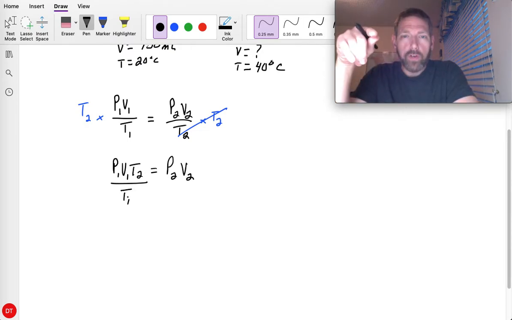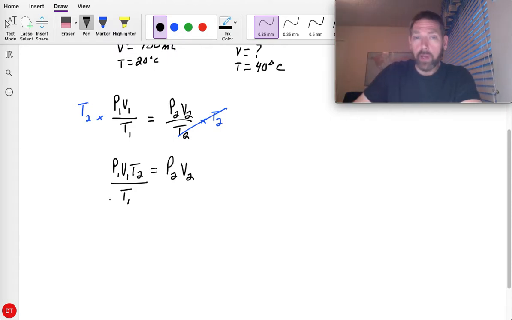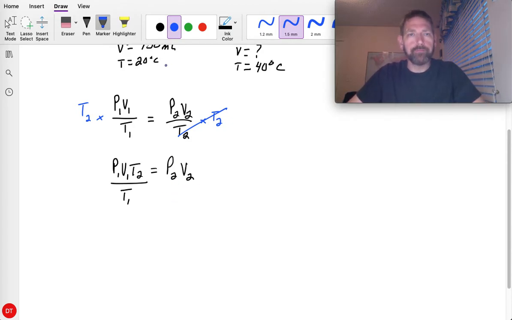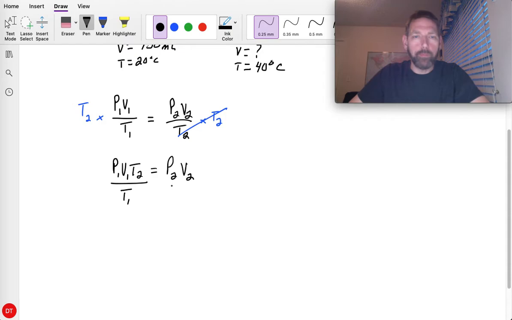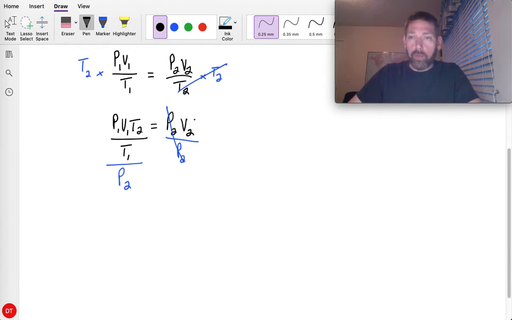We need to solve for V2, which means we have to divide both sides, right? We have to divide both sides. I meant to change the color while I'm doing this for you. There we go. You need to divide both sides by P2. Now we have V2 isolated. So we just need to divide this side by P2 as well, right? And so now V2 is all by itself.